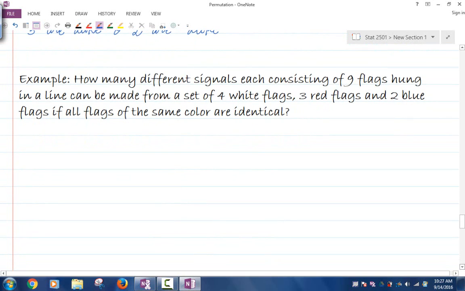How many different signals, each consisting of 9 flags hung in a line, can be made from a set of 4 white flags, 3 red flags, and 2 blue flags if all flags of the same color are identical?